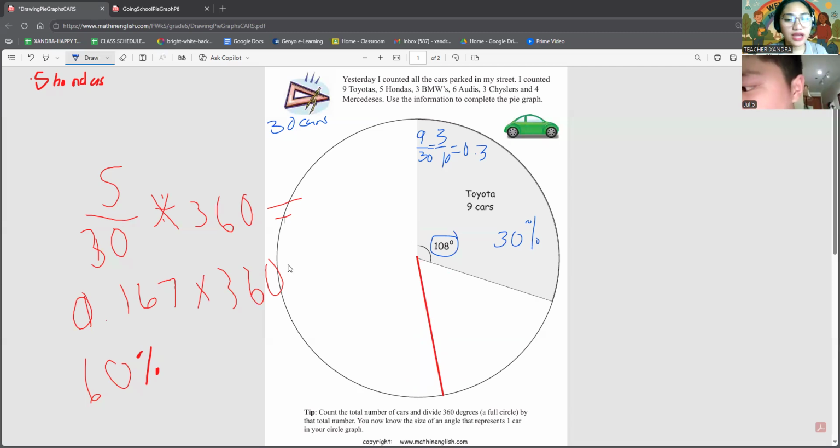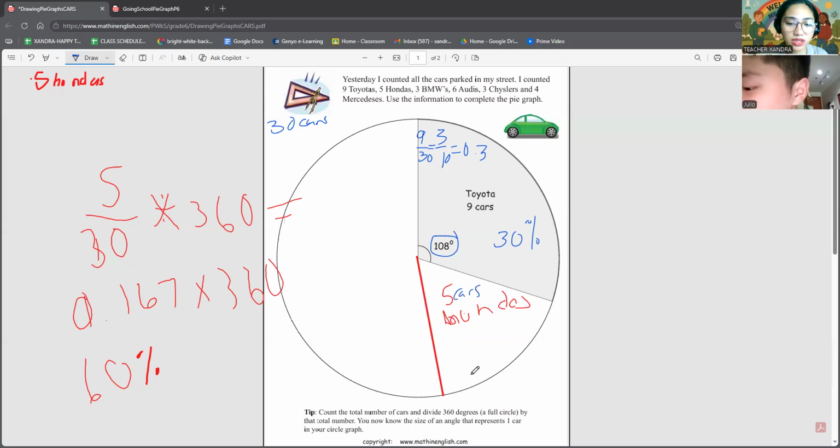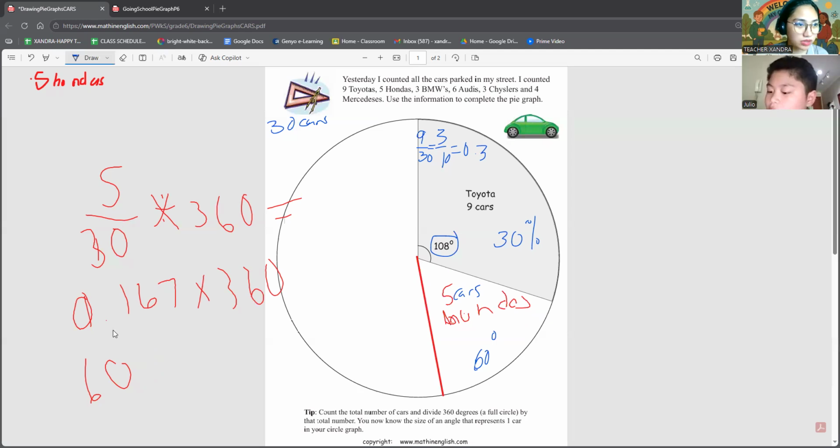Now you write it down, the 5 Hondas and 5 cars, and what is the degree? Okay, 5 Hondas, so 5 cars of Hondas. And what degree? That would be 60 degrees. Why did I write percent here? It's degrees. So it's wrong.